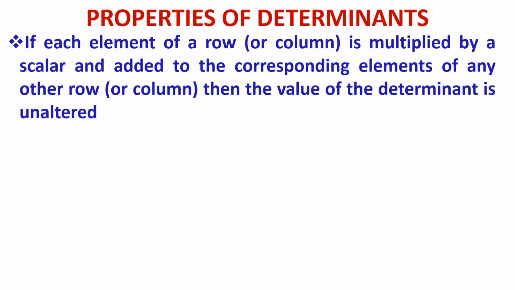Next property is very important. If each element of a row is multiplied by a scalar and added to the corresponding elements of any other row, then the value of the determinant is unaltered. Have you seen it in basic operations? Yes, you have seen it. You have added, to the elements of R1, a multiple of the elements of R2.